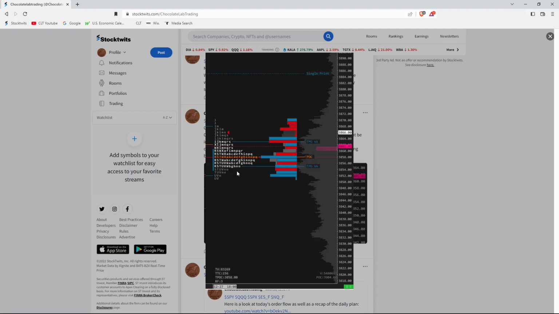As always, I start the daily plan, my morning prep, with the TPO charts, time price opportunity charts. This is called a market profile. So what are we looking at? Tops and bottoms, where the value area low, value area high, and points of control are lying. Do we have structure to clean? All of that stuff.